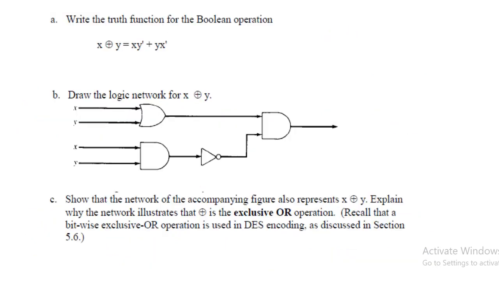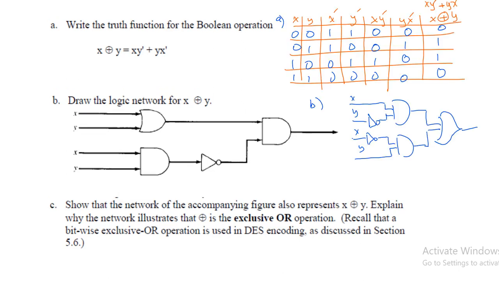Here is another example where we have to deal with exclusive OR. First it says write the truth function for the Boolean expression. We did this in the previous video. And the next question says draw the logic network for this exclusive OR, and we've seen it before. Here is the network based on this definition right here. So what I have is x, y naught, and then x naught, y, and then OR between them. So x, y naught or x naught, y.